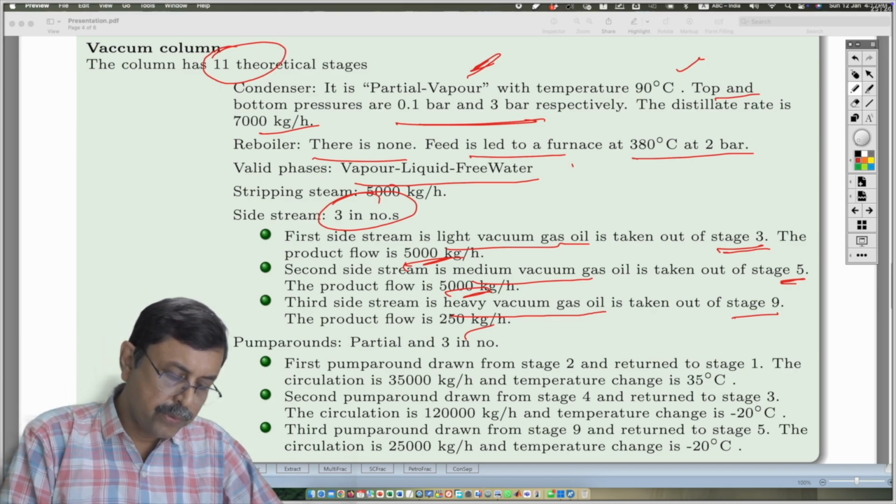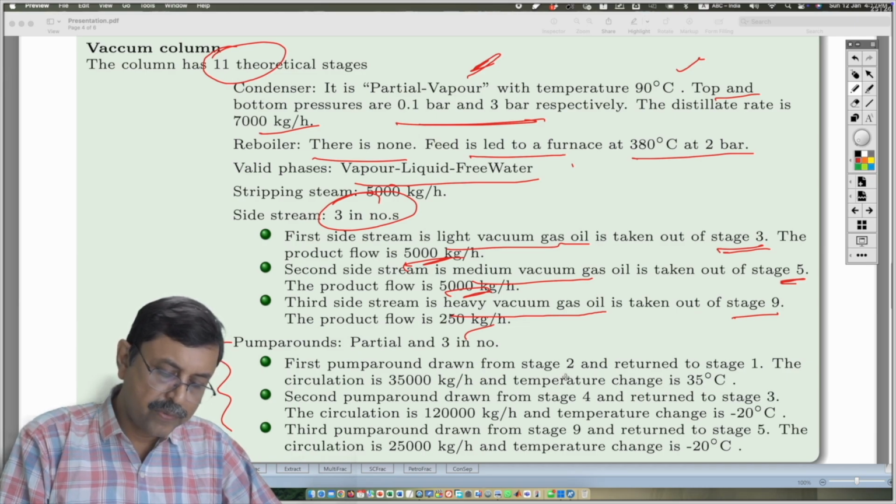And here also we use some pump arounds, 3 in number. The first one, it takes out from stage 2, returns at stage 1. Second pump around, it takes out from stage 4, returns at 3. And the third pump around, it takes out from stage 9 and returns at 5. And there, the circulation rates are given. And the temperature change is also given. It is 35 degrees centigrade, 20 degree and 20 degree.